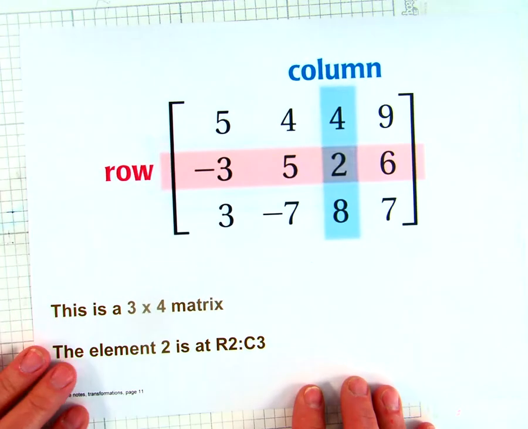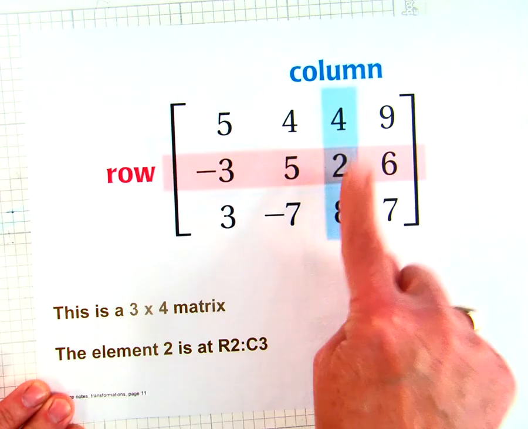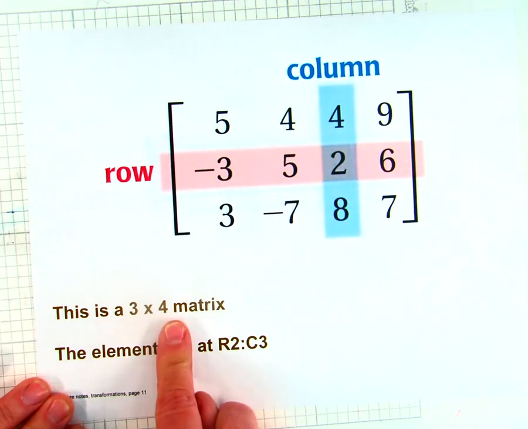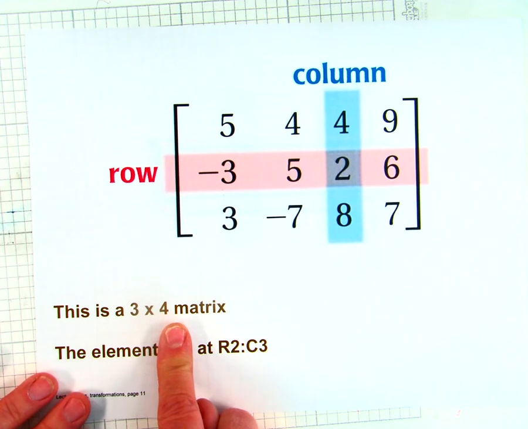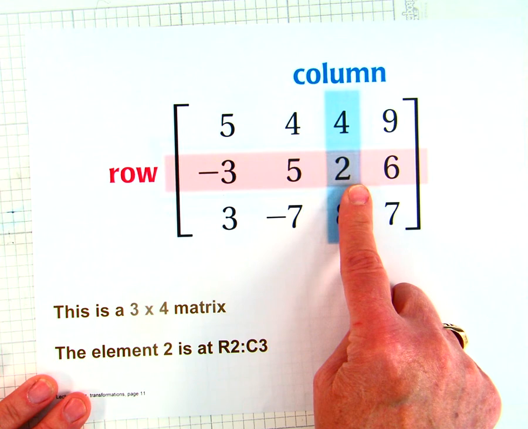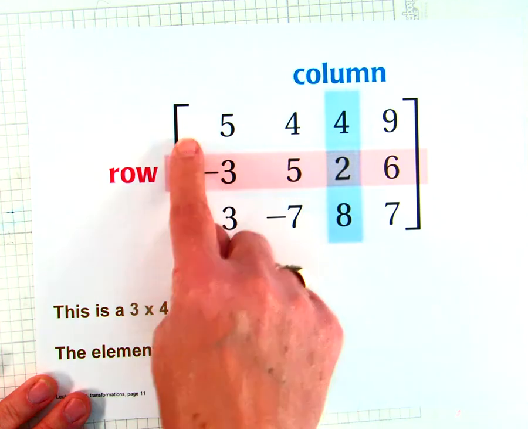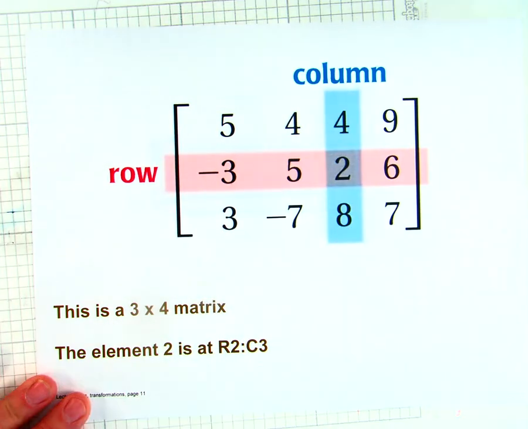Here's an example of one of them. This has 3 rows, 4 columns, so it's a 3 by 4 matrix. 3 by 4, that's the dimensions of the matrix. 2 is the element that is located at row 2, column 3. Row 2, column 3. That's how we identify it.